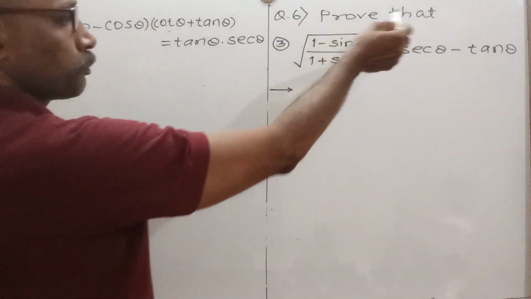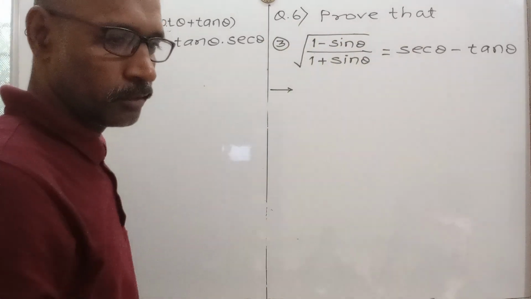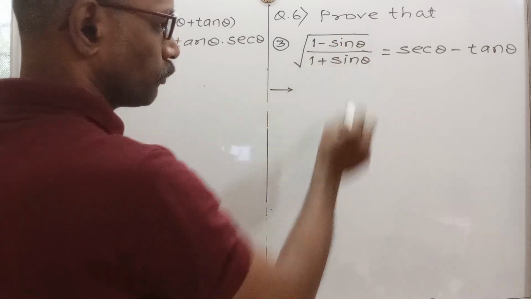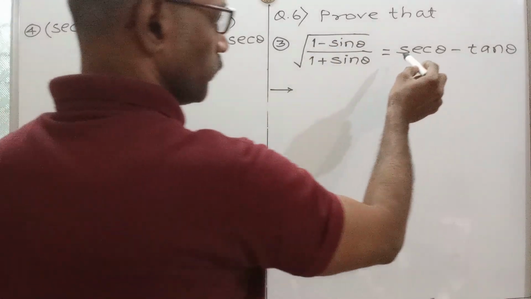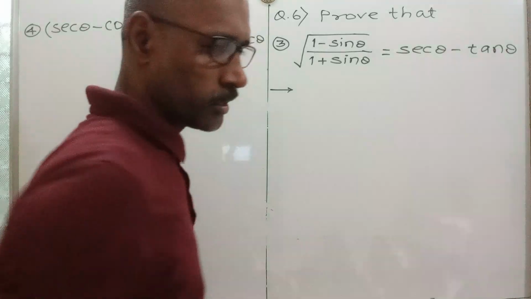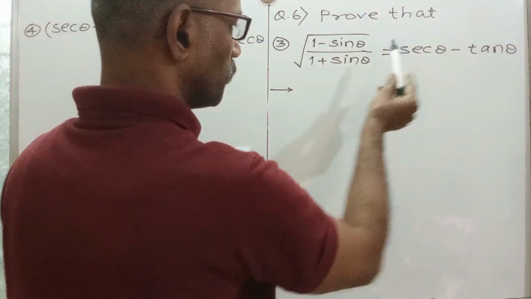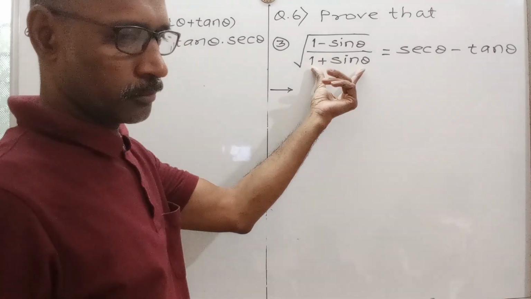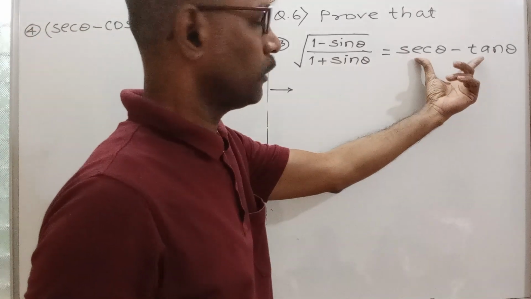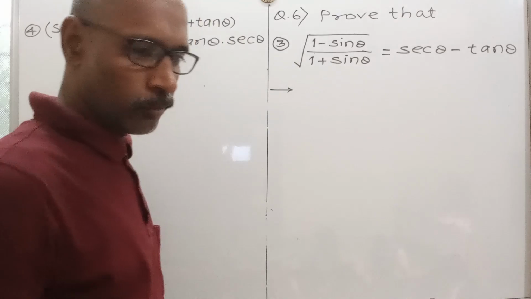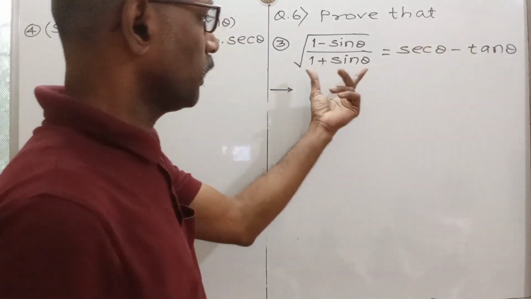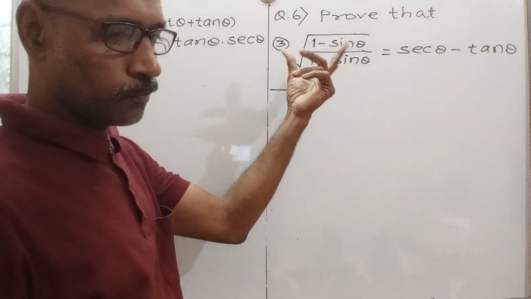Question number 6. Prove that. Example number 3. Square root of (1 minus sin theta upon 1 plus sin theta) is equal to sec theta minus tan theta. Now here in the LHS there is a denominator, but in the RHS the denominator is absent.